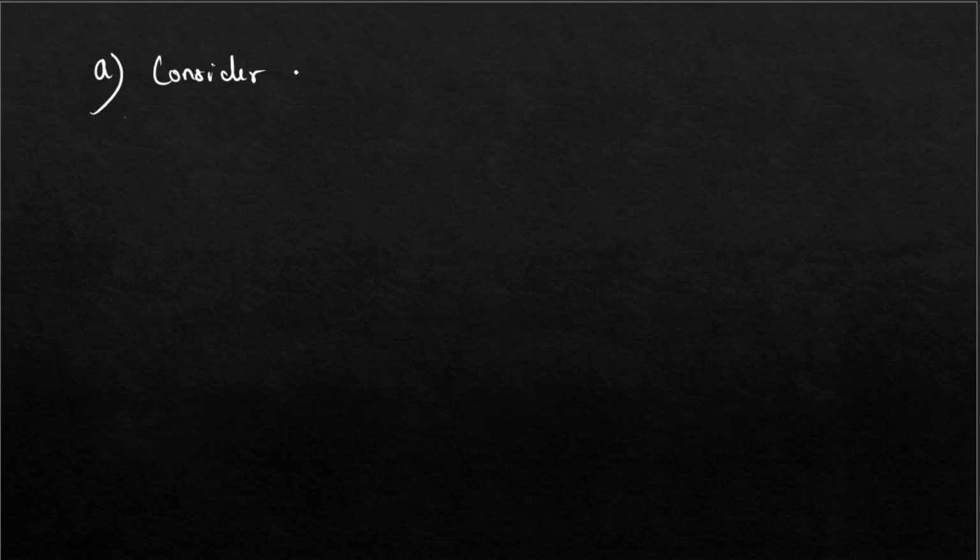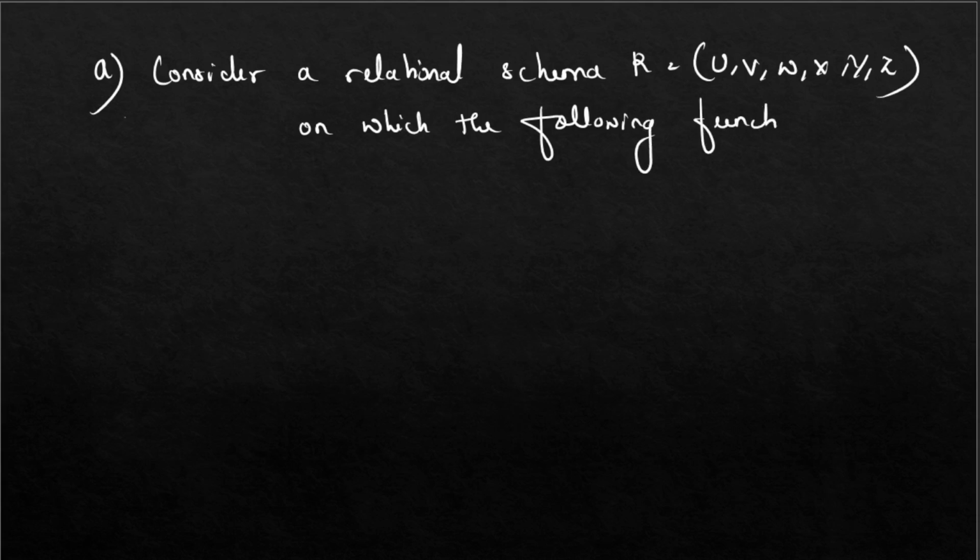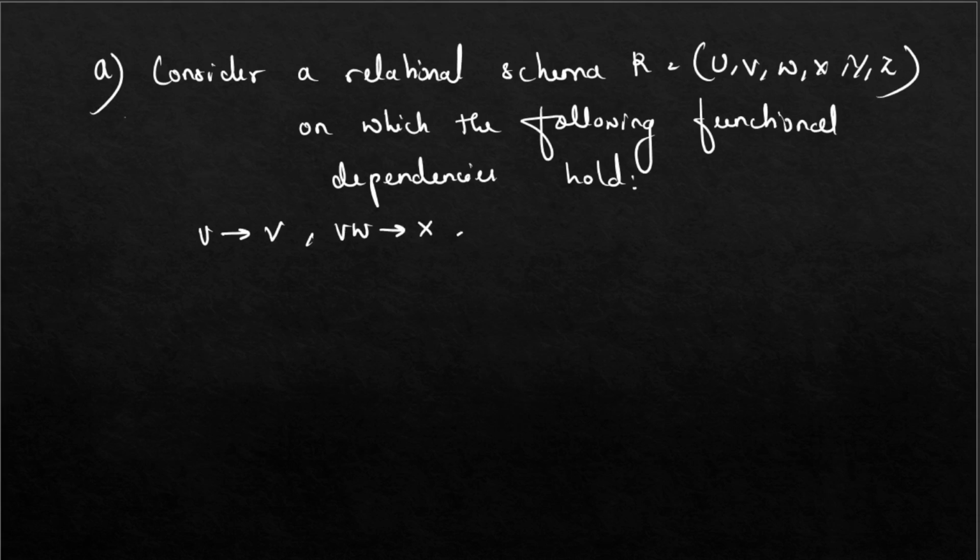Consider a relational schema R(U, V, W, X, Y, Z) on which the following functional dependencies hold: U determines V, VW determines X, Y determines W, X determines U.